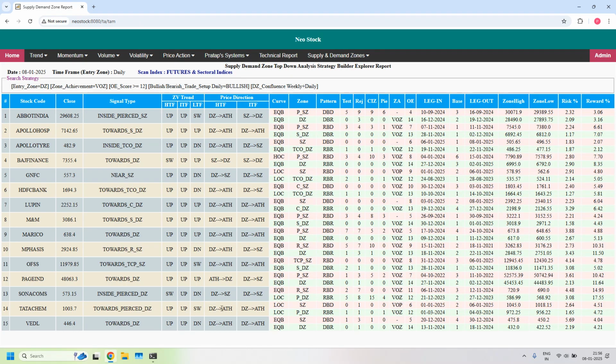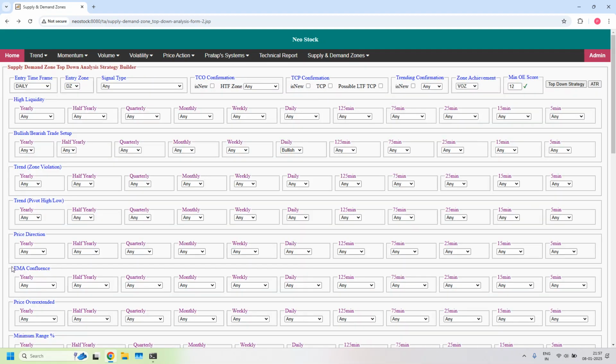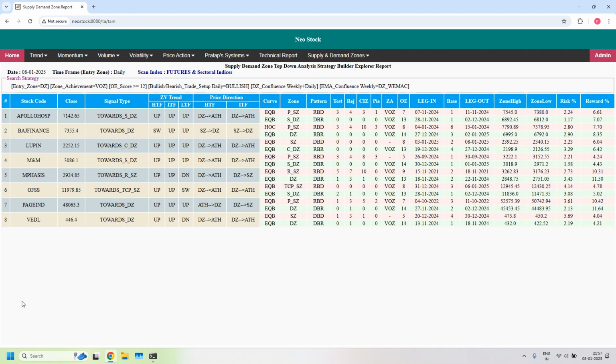Out of these 15, in all of them, the daily demand zones are part of the weekly demand zone. That's why let us verify how many of the weekly demand zones have weekly EMA confluence. And the weekly trend, the ITF trend, is also up in all these stocks. So in the EMA confluence weekly time frame, I am setting the filter weekly demand zone having weekly EMA confluence. We got 8 stocks. We don't have any pierced zones here. All are eliminated in this filter.